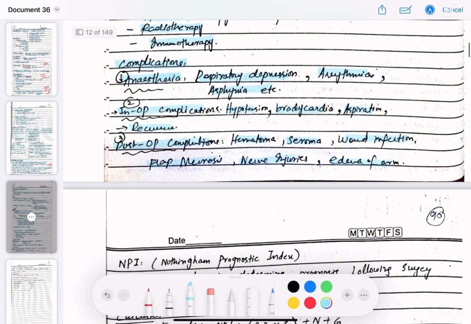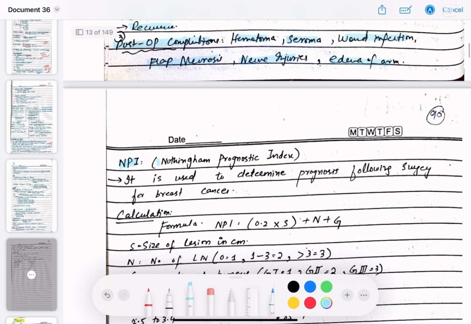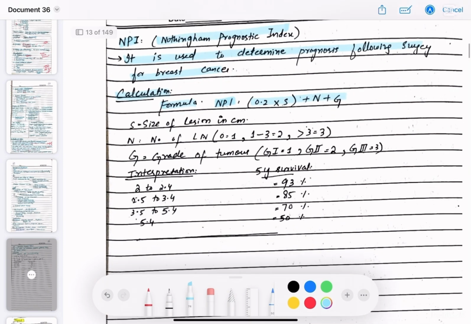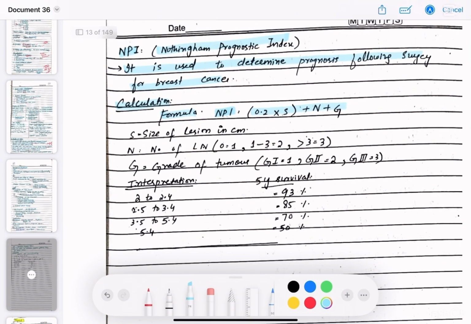Now the Nottingham prognostic index. It is used to determine the prognosis following surgery for breast cancer. The calculation formula is that the Nottingham prognostic index is 0.2 multiplied by S plus N plus G, where S is the size of the lesion, N is the lymph nodes, and G is the grade of the tumor. So 0.2 multiplied by the size of the lesion in centimeters, plus the number of lymph nodes that are involved, and then plus the grade of the tumor, that is grade 1, 2, or 3.